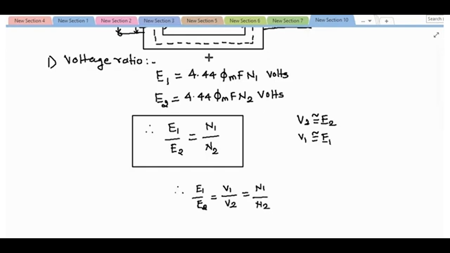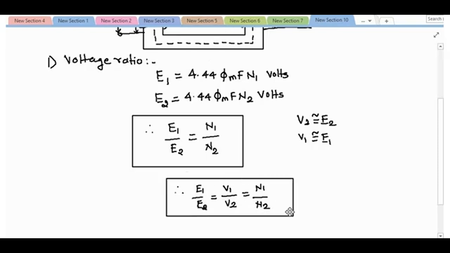So let us highlight this. The primary and secondary terminal voltages of a transformer are proportional to the respective number of turns. So the ratio of the primary to secondary terminal voltage is nothing but your voltage ratio. So V1 by V2, which is approximately equal to E1 by E2 and N1 by N2, is called the voltage ratio of the transformer.